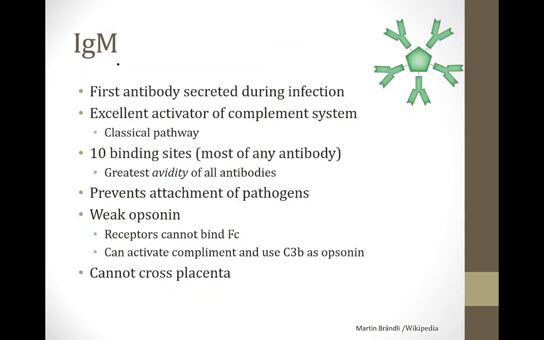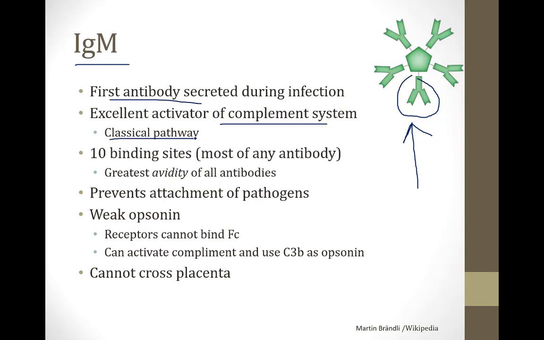Now let's talk about the individual classes of antibodies, and we'll begin by talking about IgM. IgM is a pentamer, as shown on the screen here in this drawing. It is a collection of 5 B cell receptors linked together. As we just discussed, it's the first antibody that is secreted during an infection. IgM is famous as being an excellent activator of the complement system via the classical pathway.